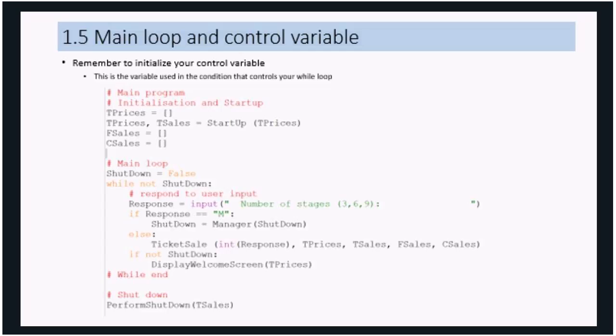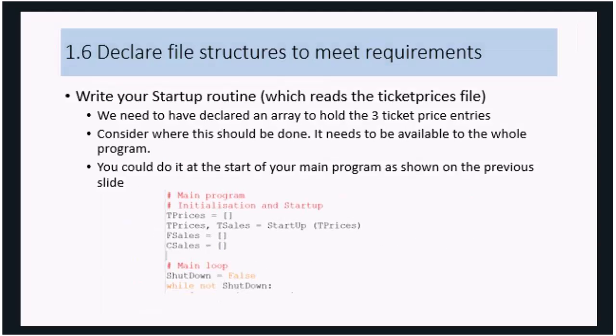Now, if you write that with stubs in place, you will have all of the main loop structure sorted, and we can go and look at the detail of the startup and shutdown. I think that's the next part. Yes. So we're going to write the startup routine, which reads the ticket prices file. And we need to have declared an array to hold the 3 ticket price entries. Where should this be done?